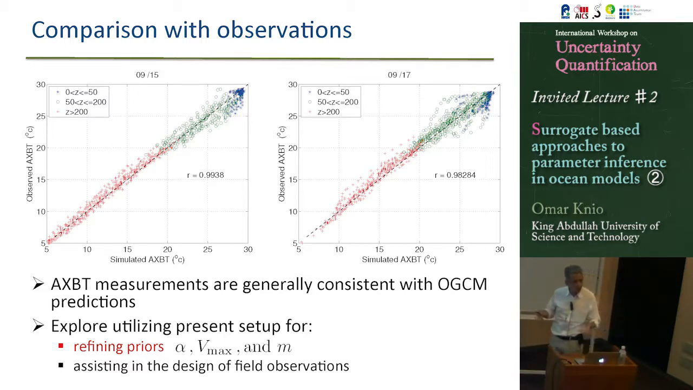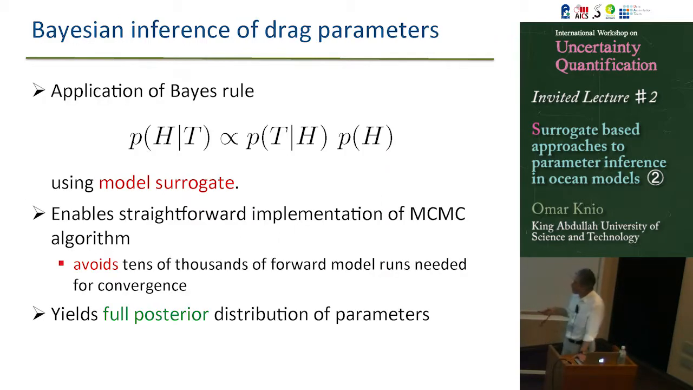Then we could get the data and the observation in the same ballpark. They're telling us essentially you're in the same field, and we're exploring this pretty good agreement between the two to see if we can refine the priors on these three parameters: the initial slope, where it saturates, and what it does after the saturation. Okay, I'm applying Bayes' rule after I build my model surrogate.